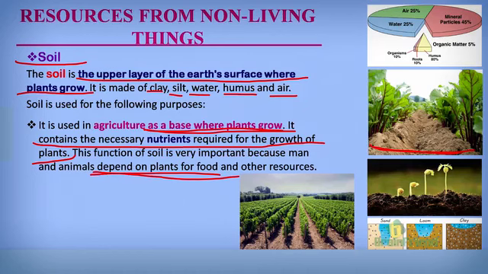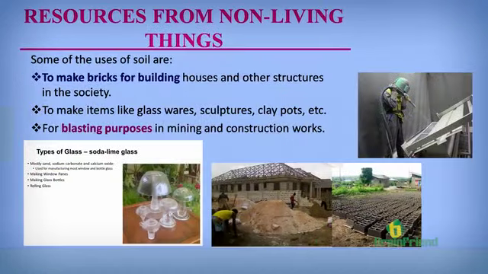So if there is no soil to support the growth of plants, there won't be plants for humans and other animals to consume. So it is important that we have soil to support the growth of crops. Some of the uses of soil include the following. One, we use soil to make bricks and blocks for building purposes. We use these blocks to build houses and other structures in society.